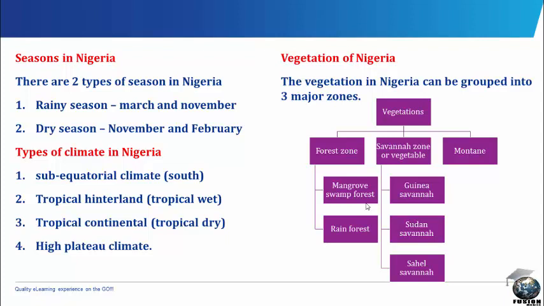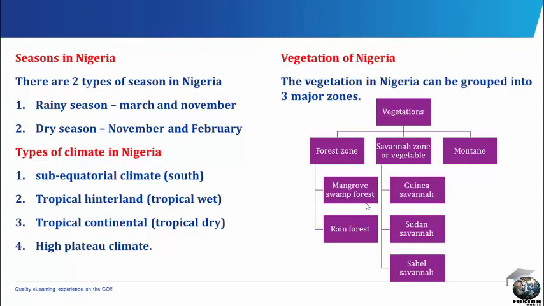The tropical continental or the dry climate. This is called the Sudan climate. This climate is found in Sokoto, Bauchi, Kano, Borno, and so on. Its effects on agriculture. 1. Little rainfall brings about irrigation. 2. Little rainfall favors the growth of grain crops. 3. Little rainfall supports livestock production like cattle, sheep, and goats.